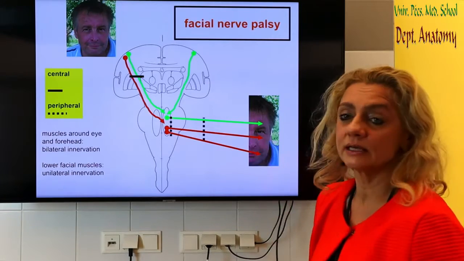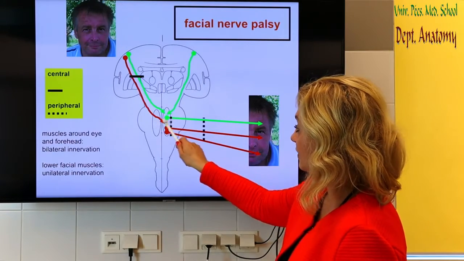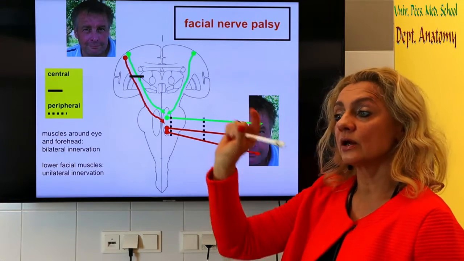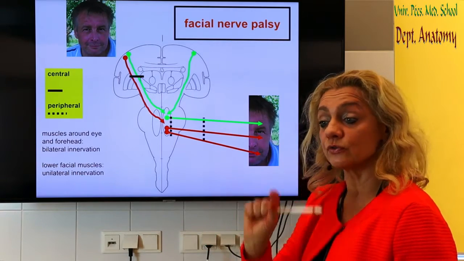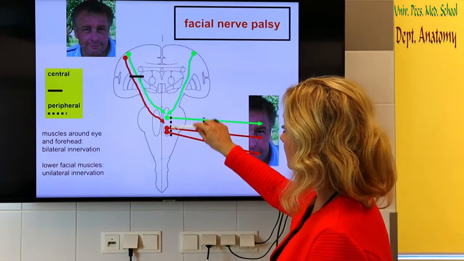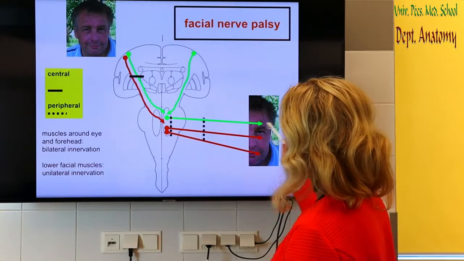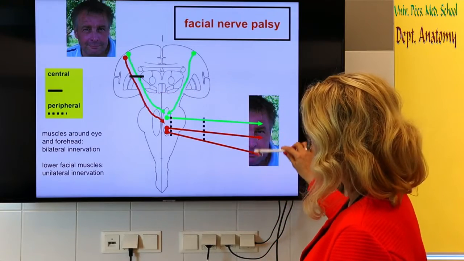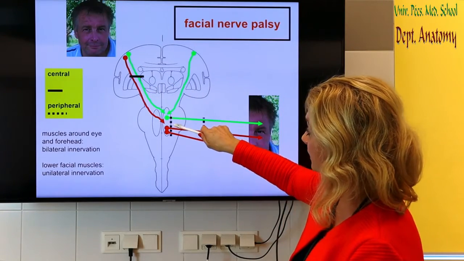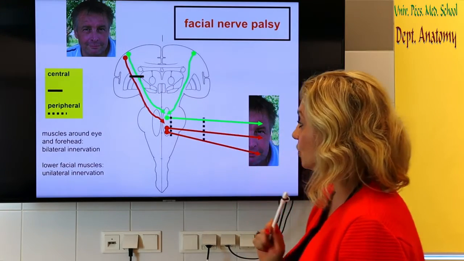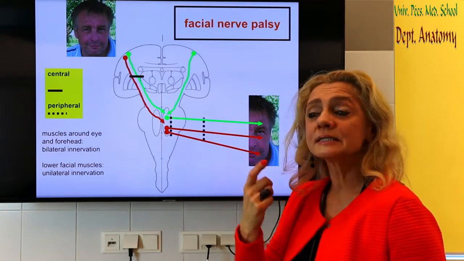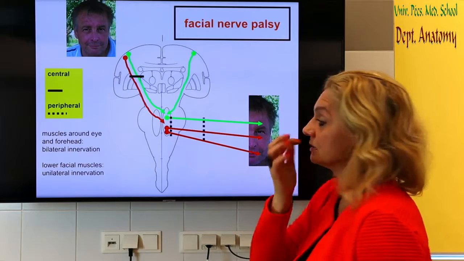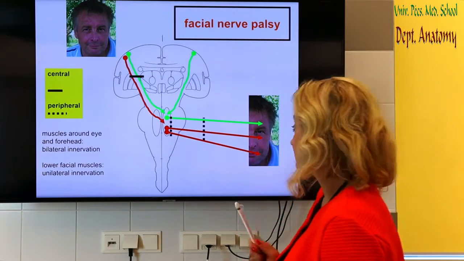So as you see in this very simple example, this is the facial nerve nucleus. Inside this nucleus, the different motor neurons going to different muscles are differently positioned. So you can see that the upper muscles have bilateral innervation. The lower muscles have only unilateral innervation coming from the other side. So, you can simplify it. Muscles around the eye and forehead have bilateral innervation. Muscles around the mouth have unilateral innervation.